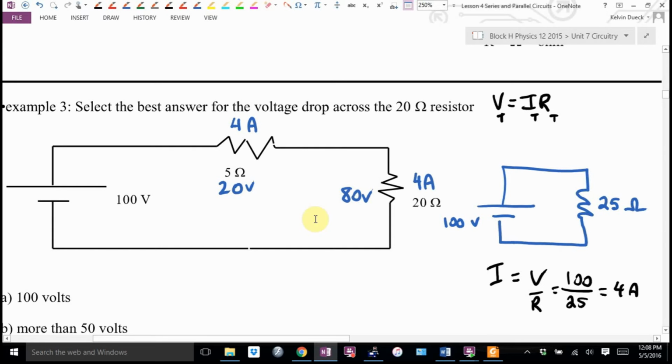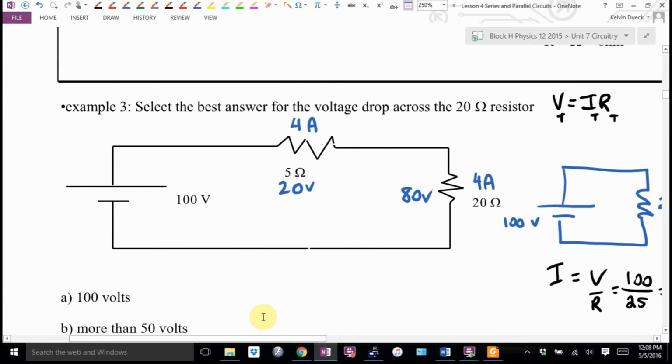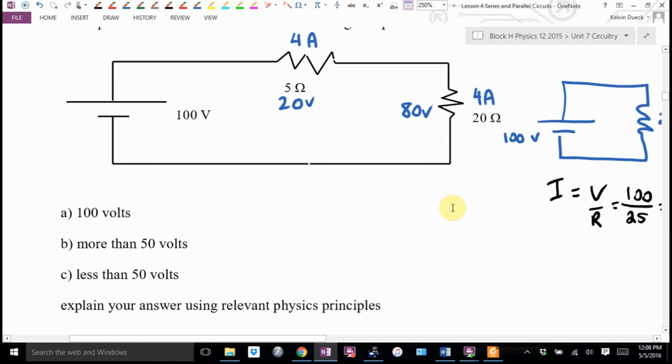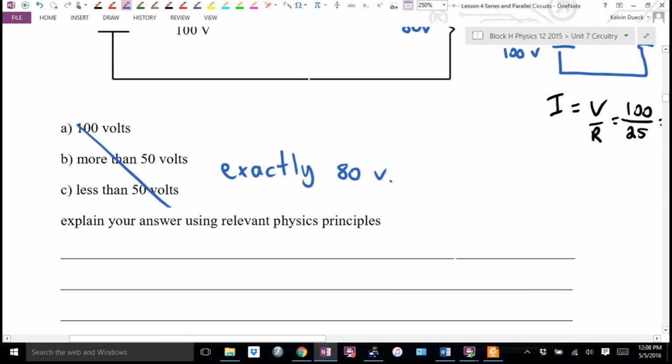And so now I can actually answer this question exactly. It says select the best answer for the voltage drop across the 20 ohm resistor: 100 volts, more than 50, less than 50. You know what? Exactly 80. It says explain your answer. There.